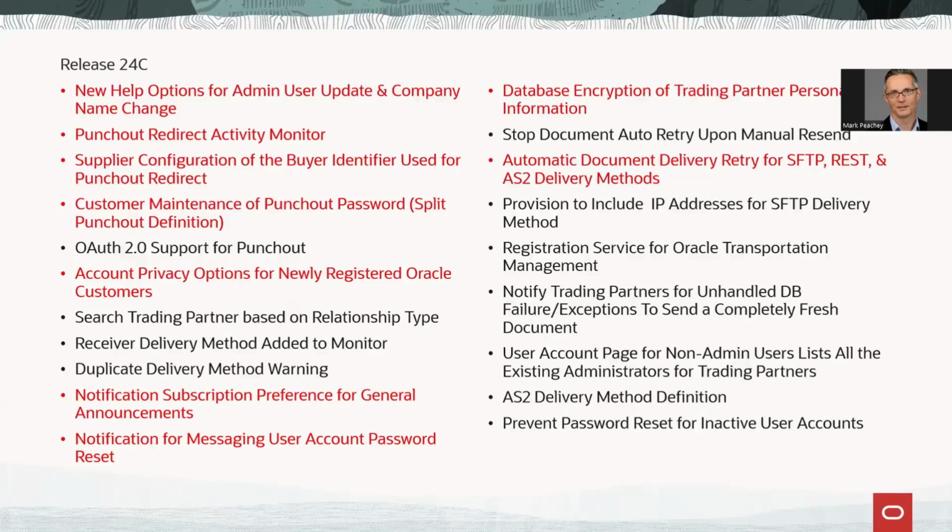And then we made some enhancements to some of the delivery methods that the platform uses. A delivery method defines how OBN will send content or documents to a particular trading partner's back-end system. We've introduced a number of new delivery methods in recent releases, and we made some improvements in terms of how those function from a document retry perspective, where they may fail to get something delivered initially. So we did some enhancements in order that they can use the automated retry facilities.